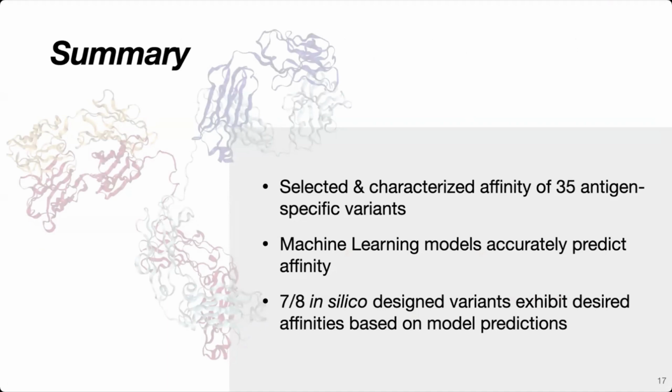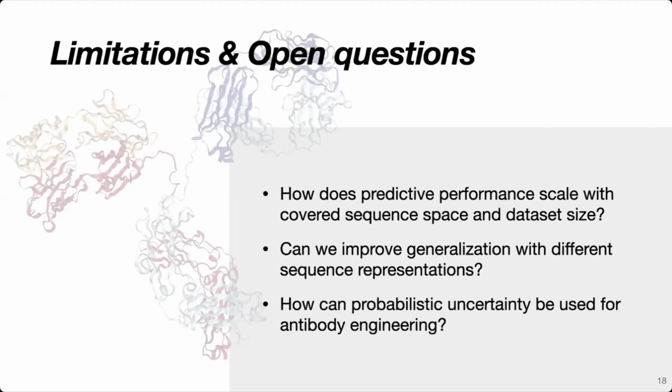And we were able to, for 7 out of those 8 in silico designed variants, exhibit the desired affinities based on the machine learning model predictions. So I have one last slide where I wanted to go over some aspects that I could not entirely address in this project. It also relates a little bit to Eric's talk, which are probably also some open questions that I have, and maybe give some aspects to think about for the discussion.